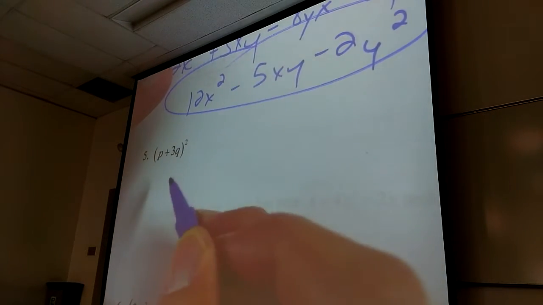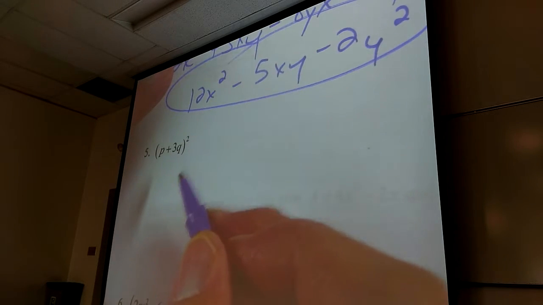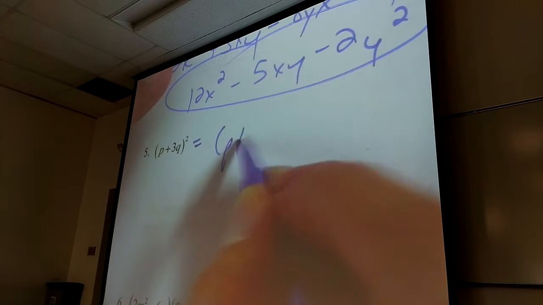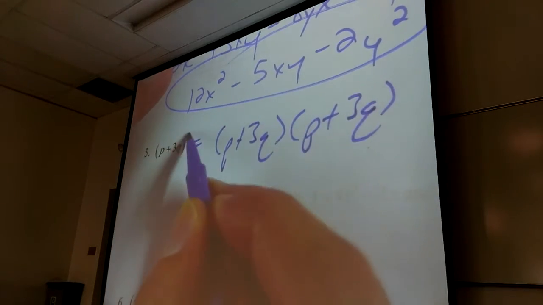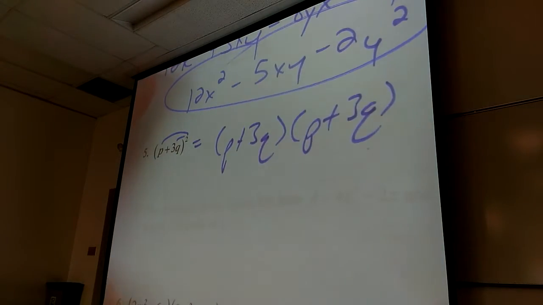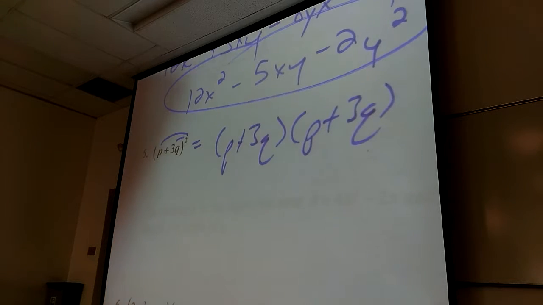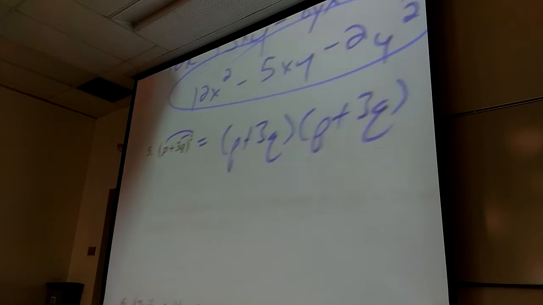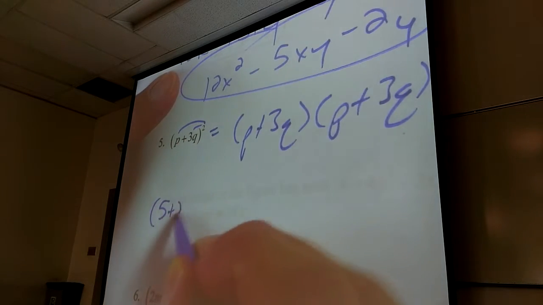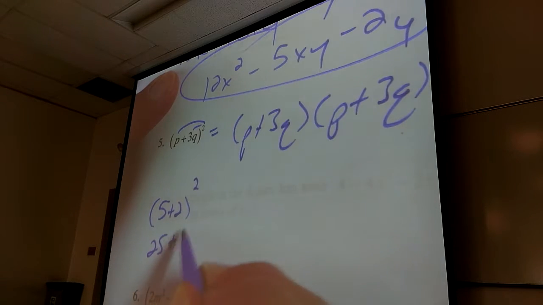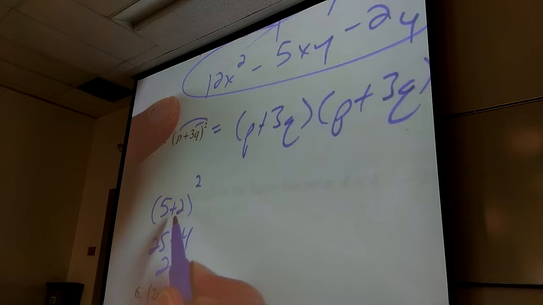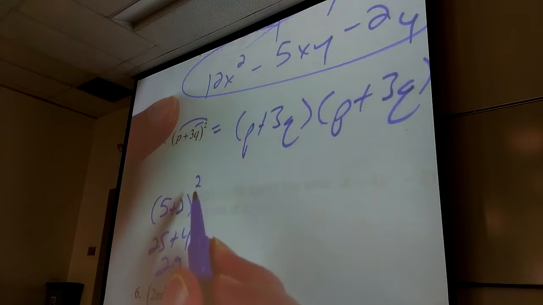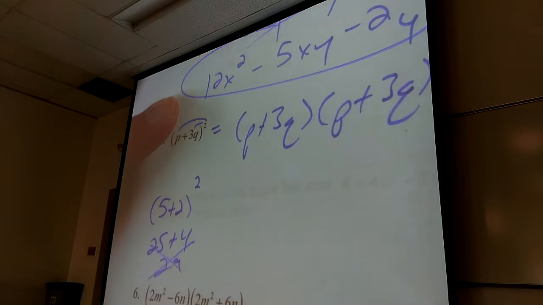What's the thing about this guy? What do you have to do first? Write that twice. Don't be that silly person that says it's p squared plus 9q squared. No, it ain't. It's the same mistake people make when I say 5 plus 2 squared, and they say that's 25 plus 4, 29. No, it ain't. 5 plus 2 is 7 squared.